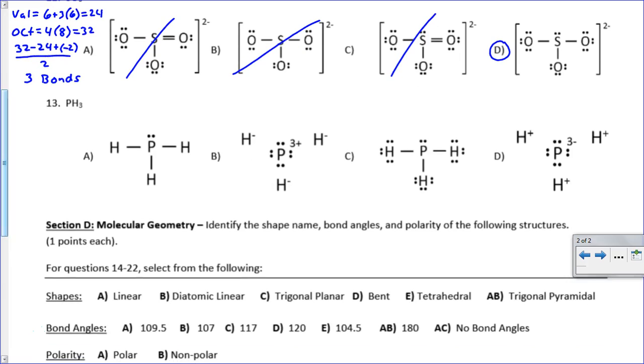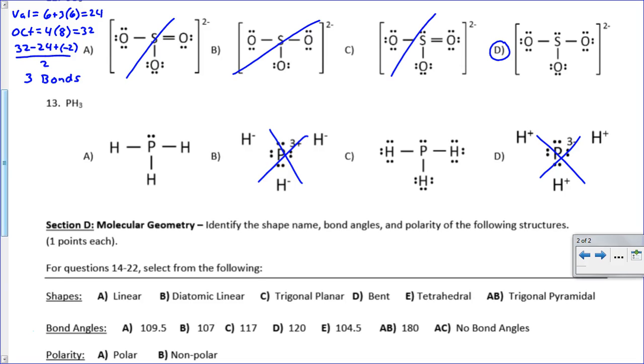So on this one, it's a covalent structure because phosphorus and hydrogen are both nonmetals, so it's going to form covalent bonds. So there are 2 here that are ionic Lewis structures, this one and this one, we're going to throw out.